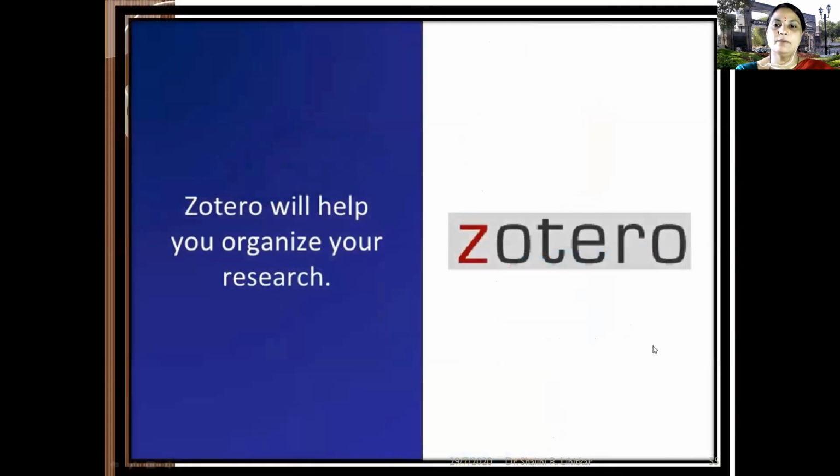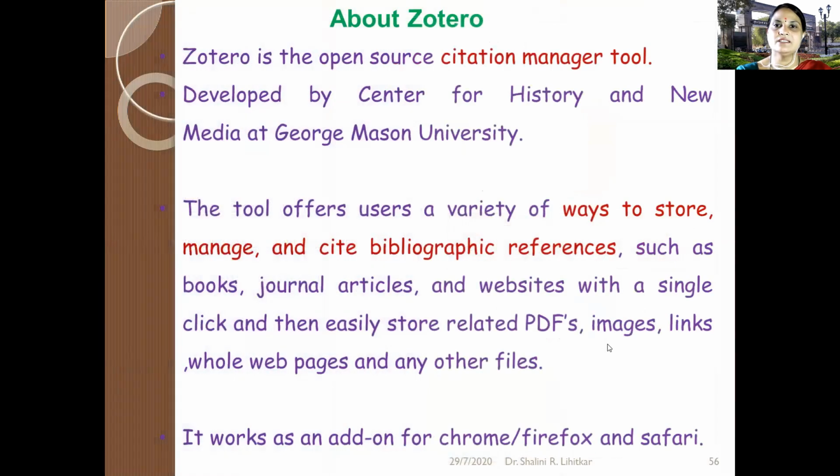So let us see about Zotero, and it will help you to organize your research in a systematic way. These tools offer a variety of ways to store, manage, and cite bibliographical references. It may be books, journal articles, websites, or any PDF file, or any image or link or home page. So it can work as an add-on.